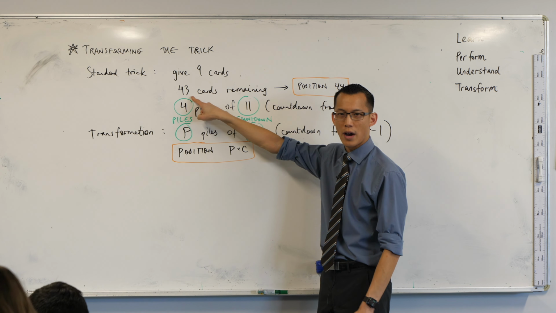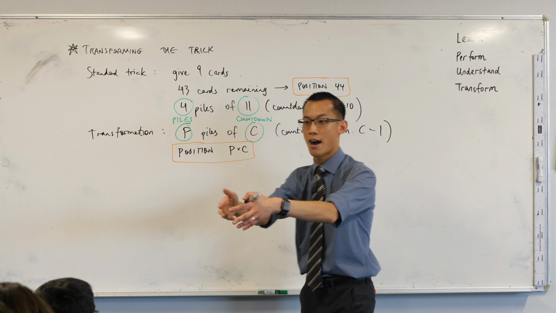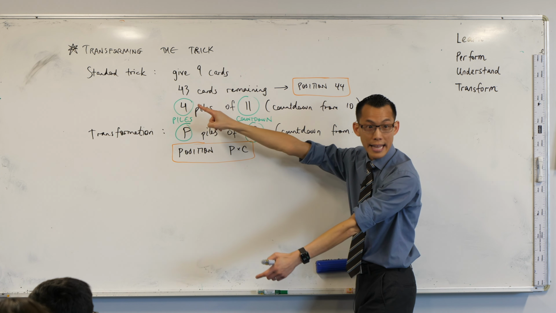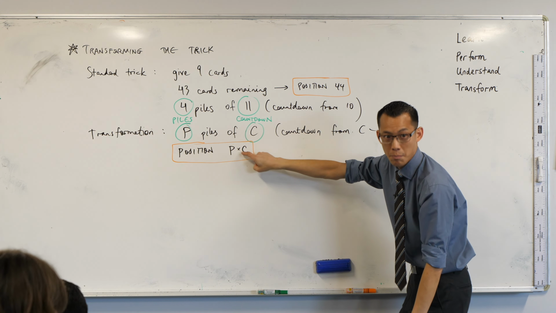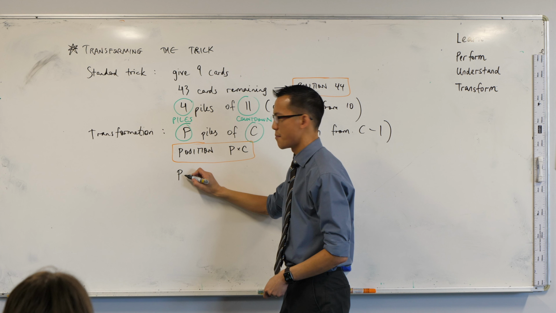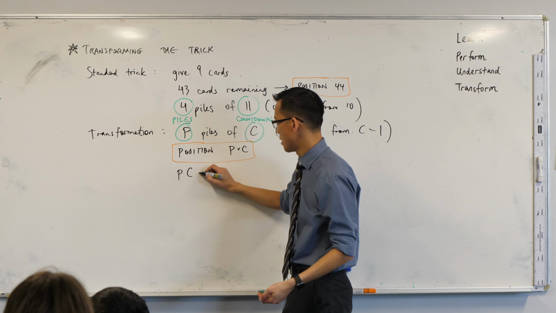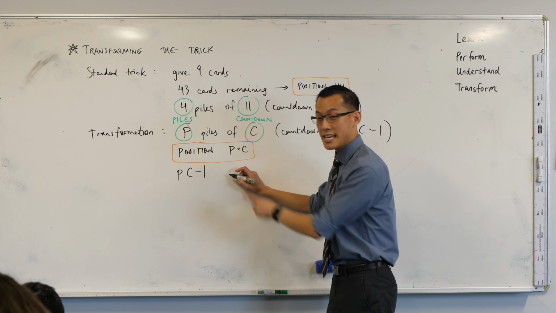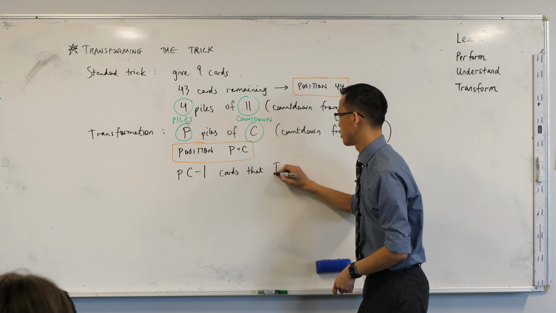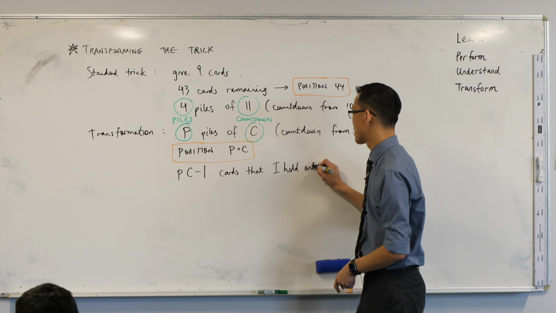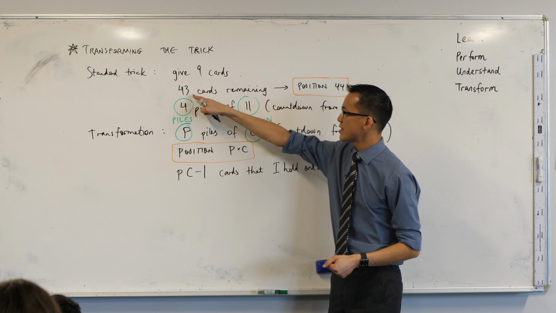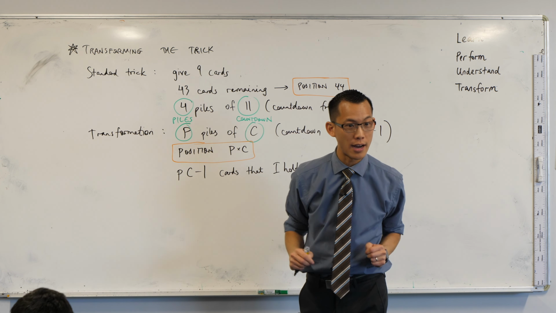then how many cards do I have to take away from the person and get Aria to shuffle, right? Have a look, what's the relationship? It's just one less, right? So it's that number, P times C, take away 1. I might as well just say PC, that's the same as P times C. Take away 1. These are the cards that I hold on to. These are the cards that the person choosing doesn't get to choose from, right? So in this case it was 43, which left you with 9 cards to choose from.